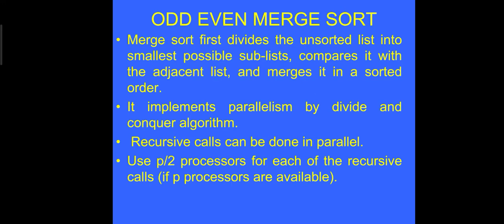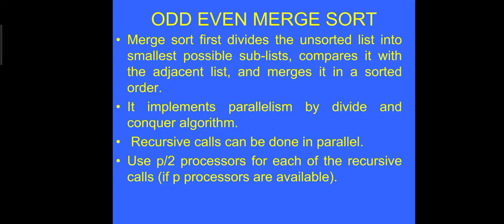The next topic is odd even merge sorting of unit 3 from parallel algorithms. What is odd even merge sorting? Merge sort first divides the unsorted list into the smallest possible sublists, compares adjacent sublists, and merges them in a sorted order.